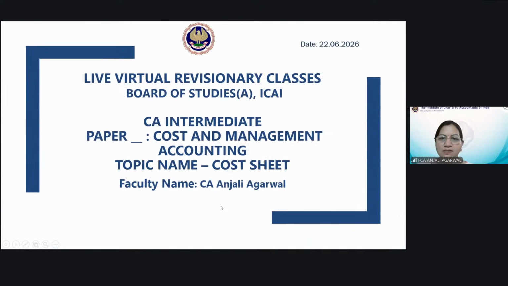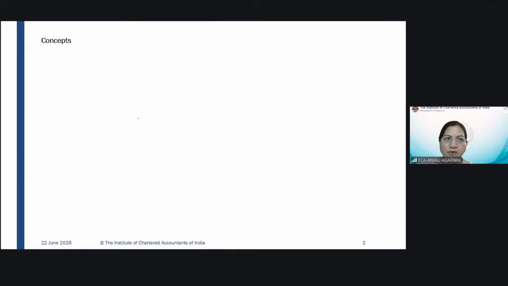Today we are going to discuss the cost sheet in cost and management accounting. It is one of the most important topics in cost accounting as such, because cost accounting is concerned with ascertainment of cost. So in order to ascertain cost, a cost sheet really helps us in finding out what is the cost per unit.